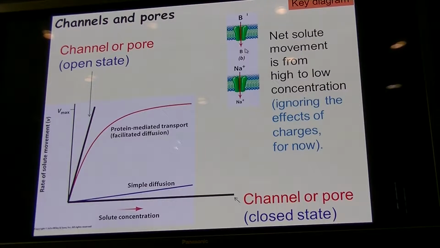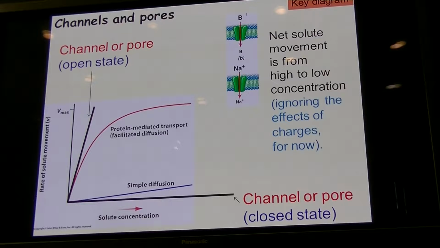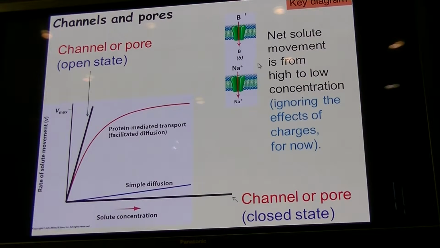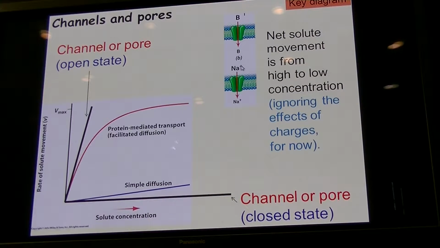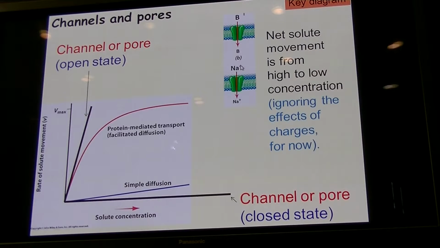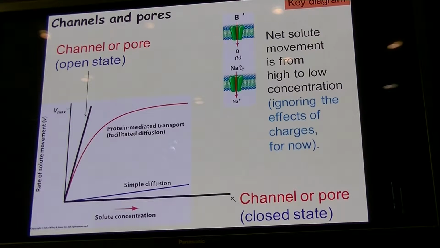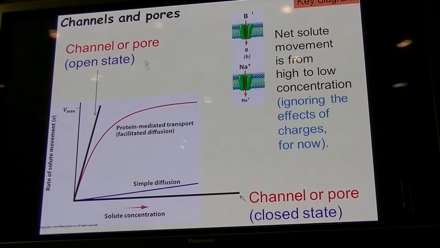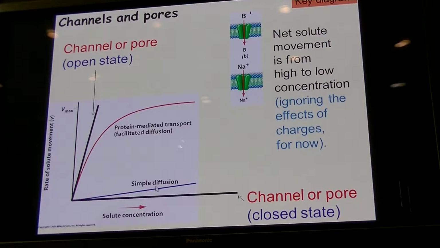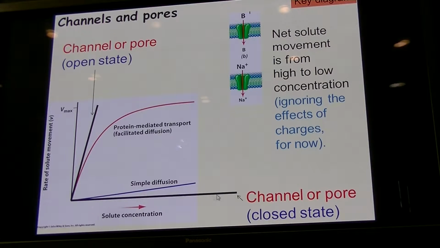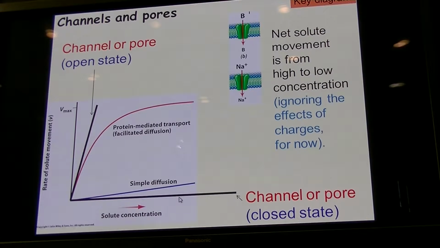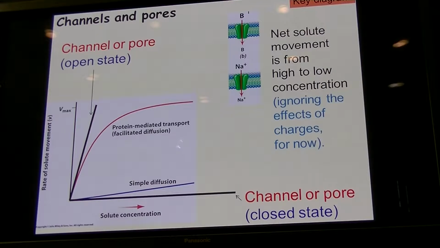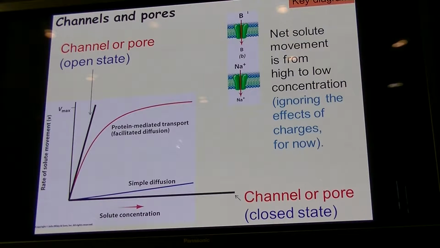A famous example in animal cells are the sodium channels. We have sodium channels in our membranes, and in the open state, these channels allow the quick flux of sodium ions from the extracellular environment into the cell. Now, if we would have our channel in another state, maybe we get no transport at all. It's just a flat line. That means the channel is closed. Many channels are what we call gated. That means they can be closed or open.